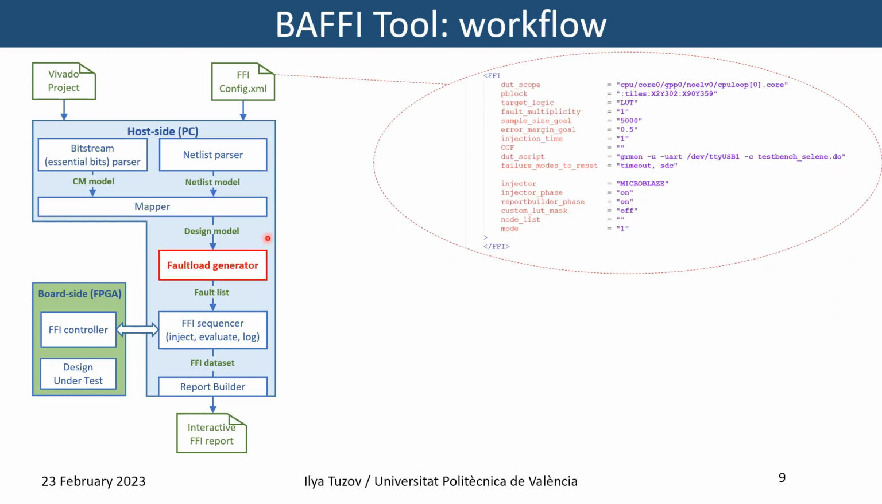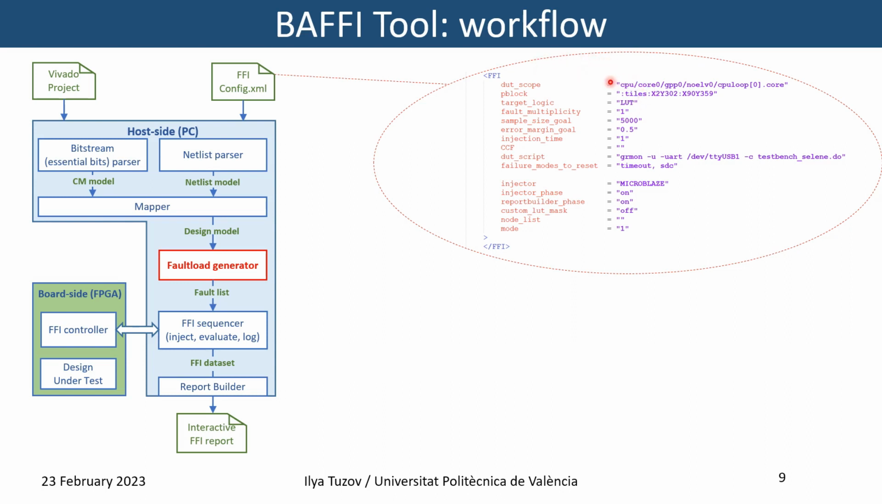The resulting design model is now used by the fault load generator to sample faults from the fault space. Faults are sampled attending to a set of filters that are defined in the configuration file. A dot scope specifies the name of the targeted design component where fault should be injected. A target logic filter allows to selectively target lookup tables, registers, block RAMs, and LUT RAMs, or the entire set of essential bits. So these two filters are required to set up the fine-grained FFI experiment.